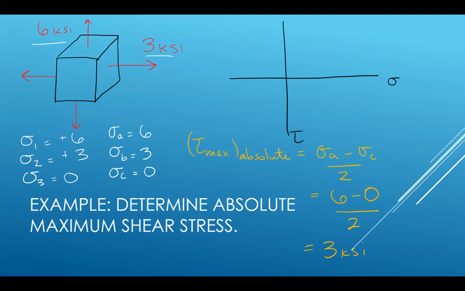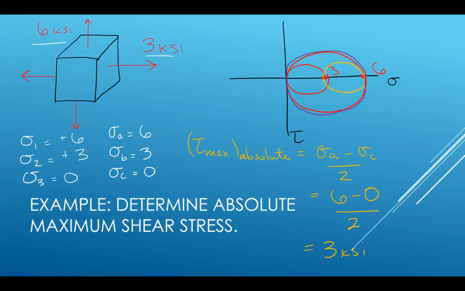So here, I'm going to first plot sigma 1, which is 6, and then I'm going to plot sigma 2, which is 3. I will connect each of those to the 0, and then I will draw my in-plane circle, which connects sigma 1 and sigma 2. And I'll see that this outside circle, this one here, gives me my largest radius.